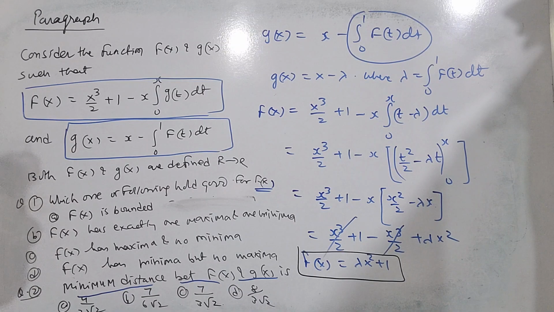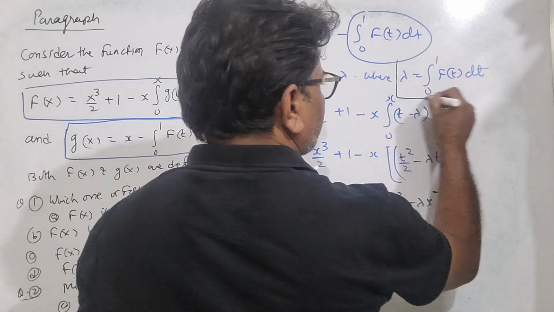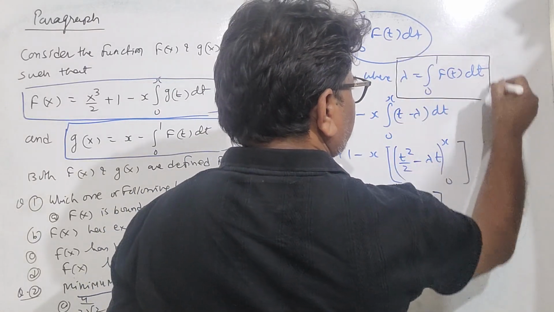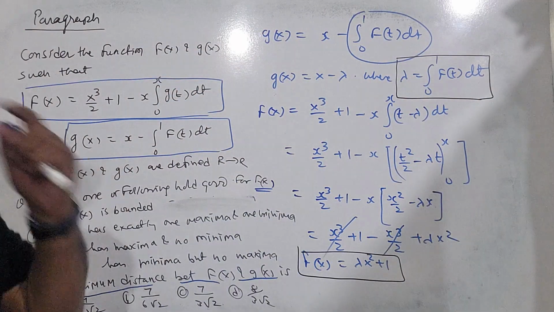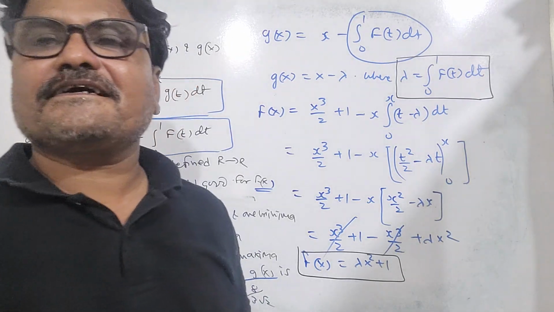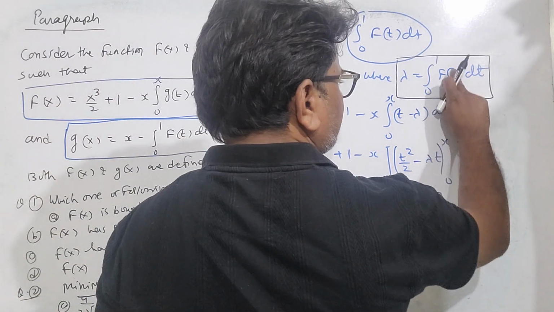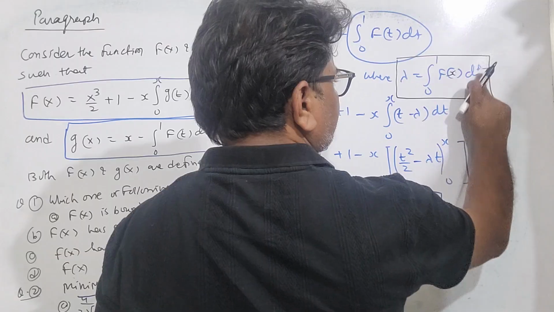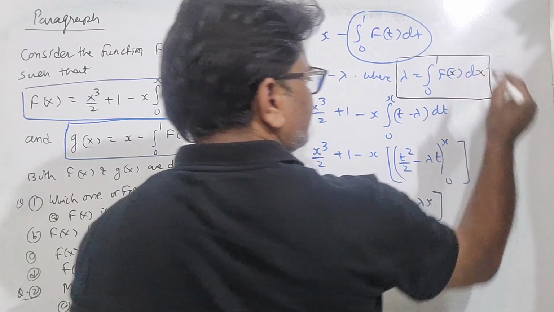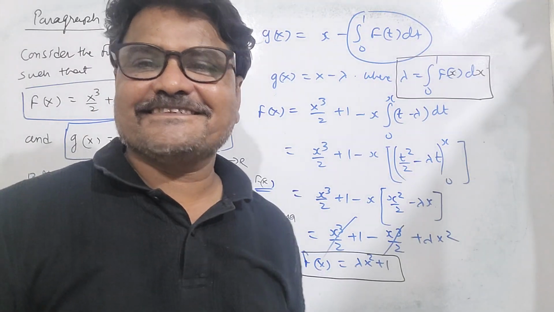Correct? That is important. How to determine lambda? What is lambda? From here I can determine lambda. This is lambda. Lambda is the integral from 0 to 1 of f(t) dt. From here I can determine lambda. So this f(t) dt can be written as f(x) dx now. Dummy variable concept. Lambda is the integral from 0 to 1 of f(x) dx.